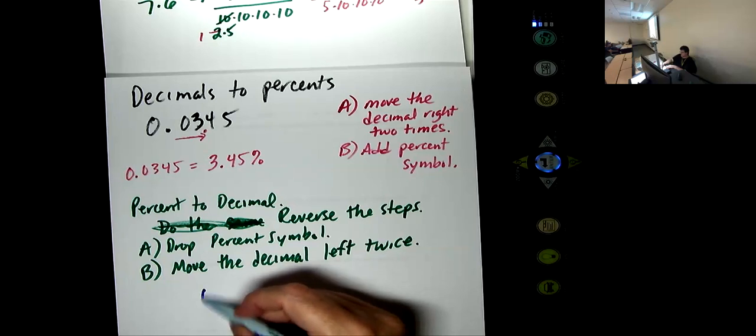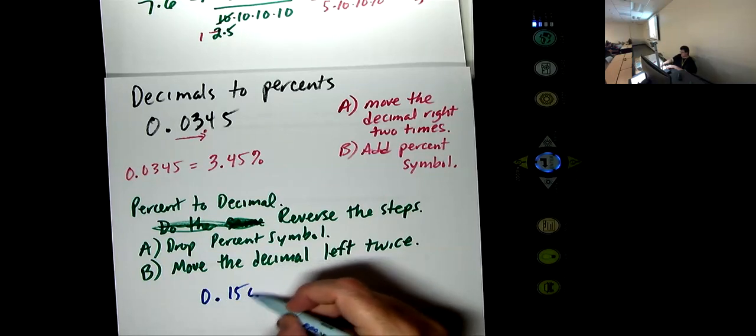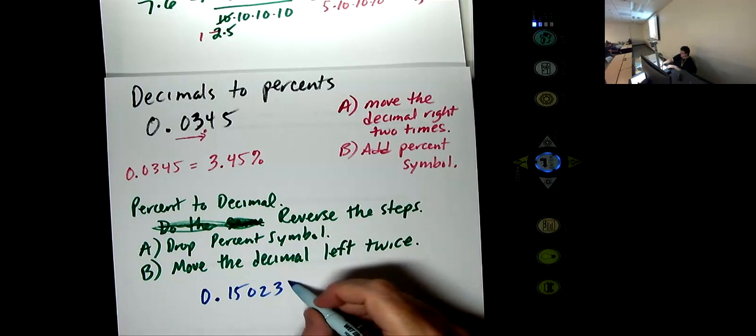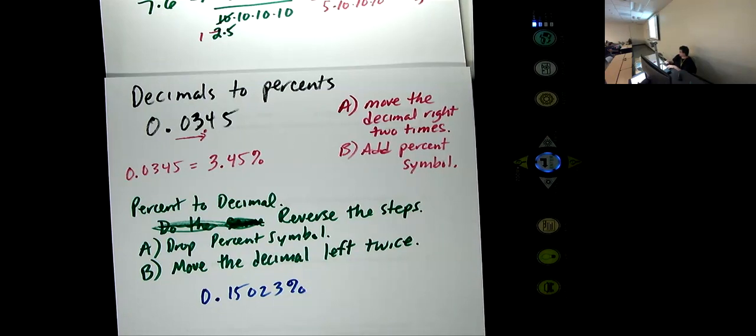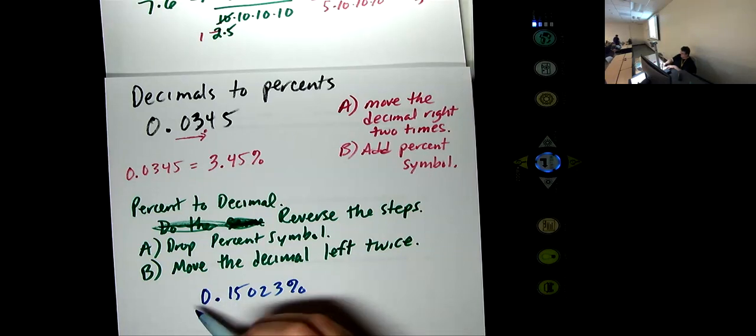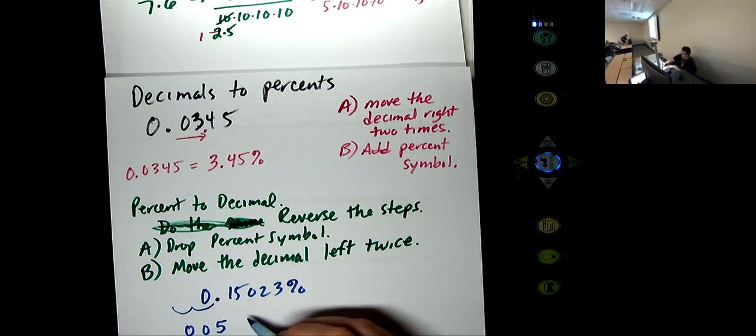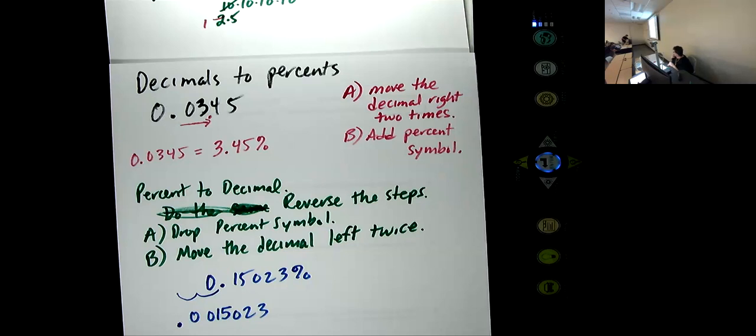If I've got 0.15023 percent, and I move it left twice, it actually gets smaller. I'm going to have 0.0015023 without the percent. So it's an even smaller number.